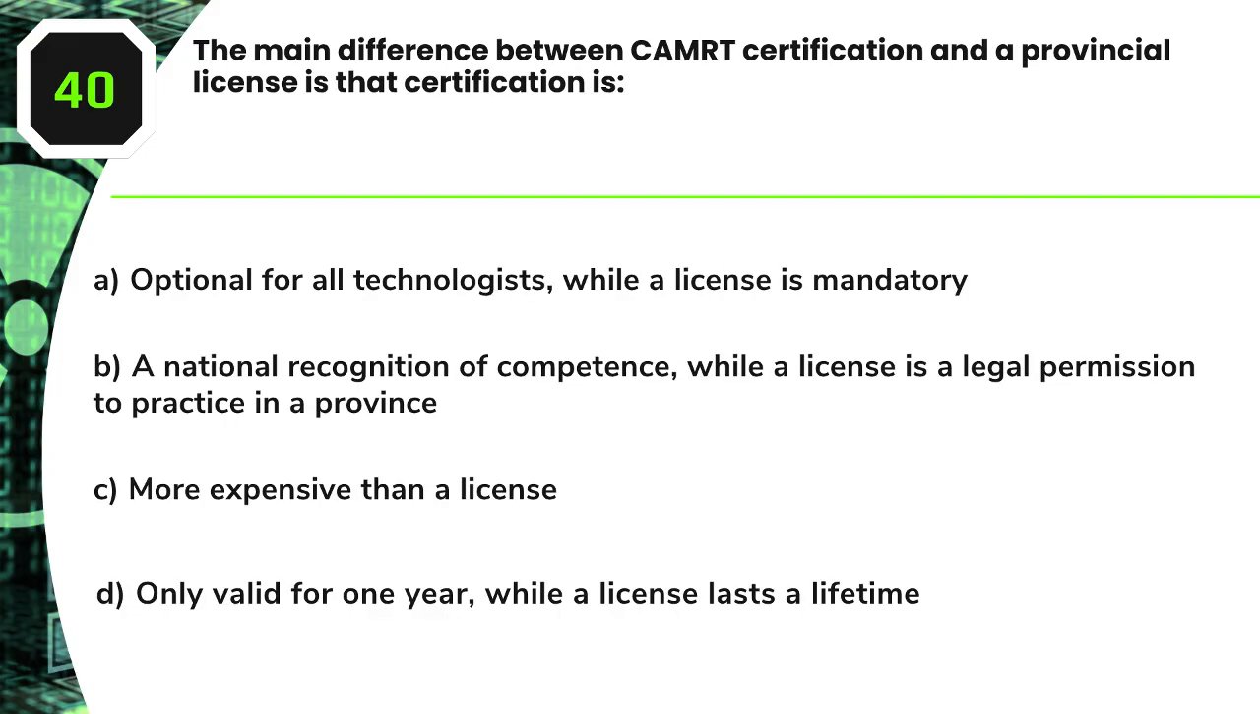Question 40. The main difference between CAMRT certification and a provincial license is that certification is A. optional for all technologists, while a license is mandatory. B. A national recognition of competence, while a license is a legal permission to practice in a province. C. More expensive than a license. D. Only valid for 1 year, while a license lasts a lifetime.